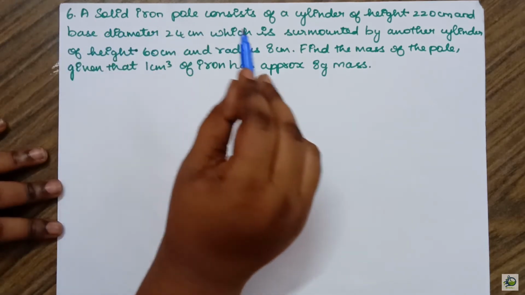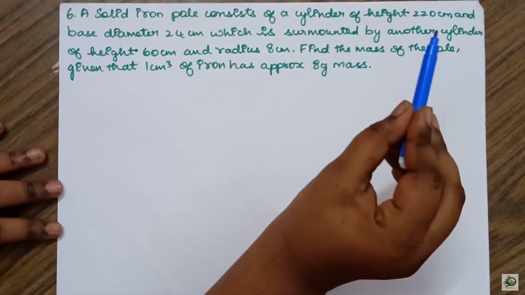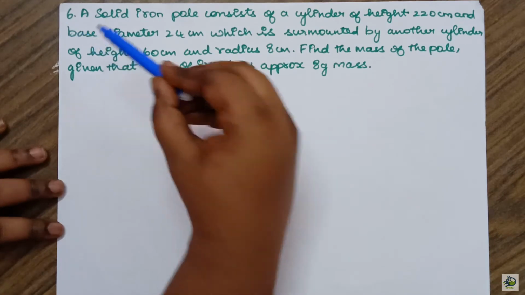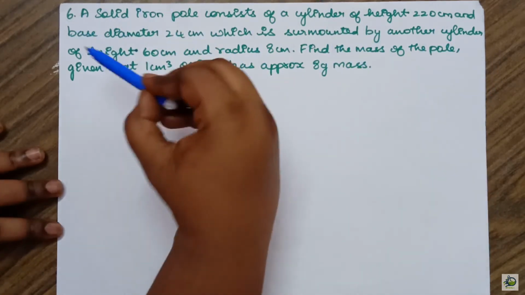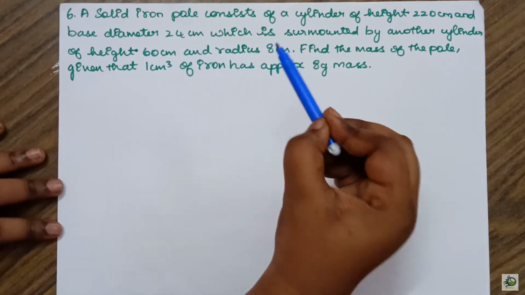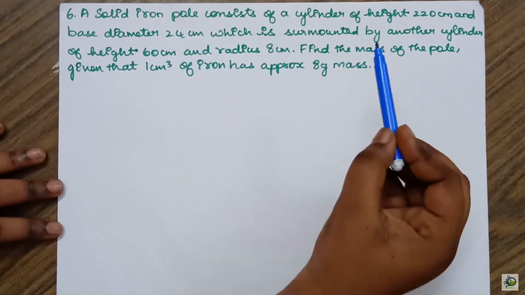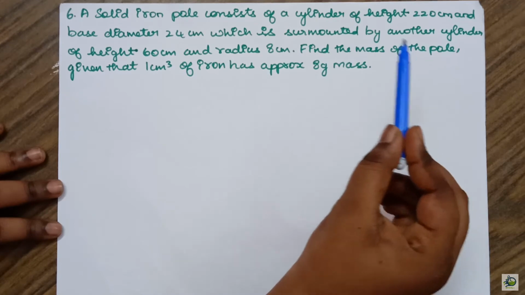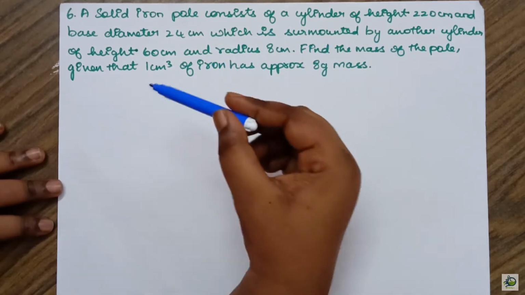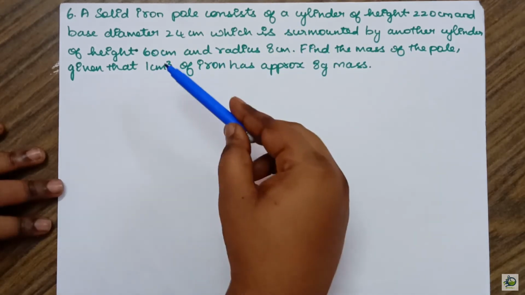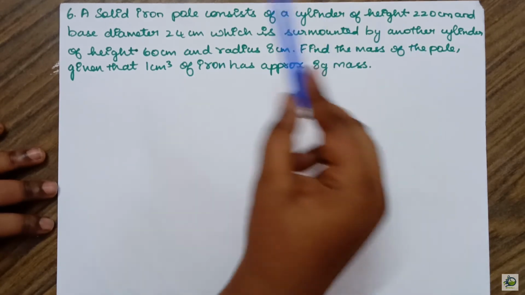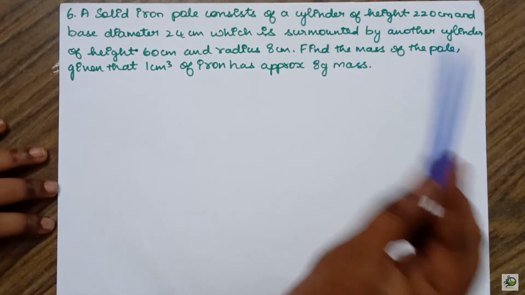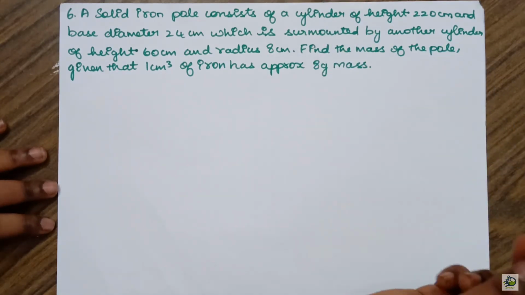A solid iron pole consists of a cylinder of height 220 cm and base diameter 24 cm, which is surmounted by another cylinder of height 60 cm and radius 8 cm. Now what we have to find is the mass of the pole, given that 1 centimeter cube of iron has approximately 8 gram mass. So we will find in terms of centimeter, and then we will be converting it to kgs.